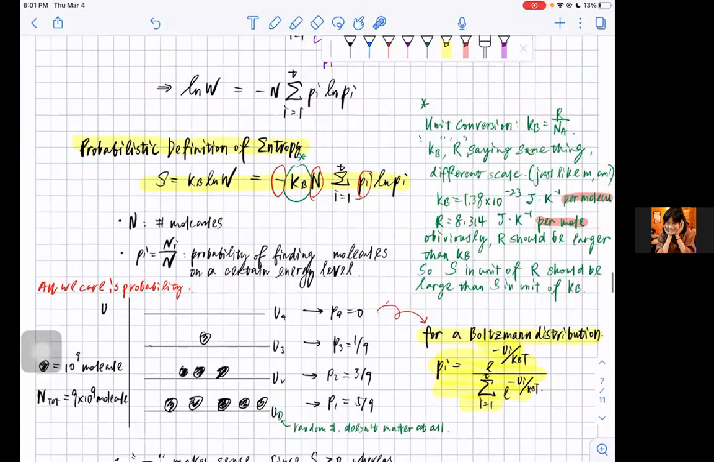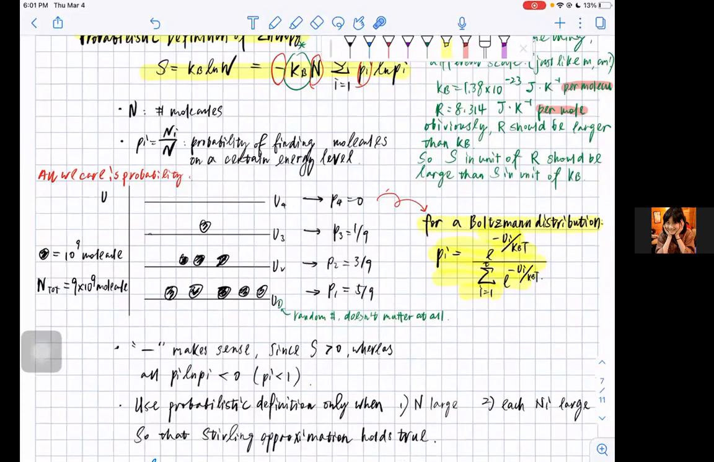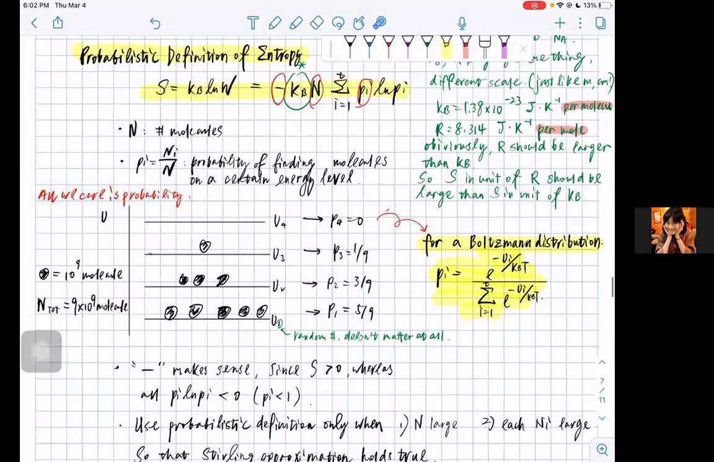So a couple of things to notice here. The core of this expression is this pi, which is the probability of finding a molecule at an energy level. So if you're given an energy distribution graph, which is usually the case you encounter in this type of problem, you should be able to find out the probability of finding a molecule at an energy level. What we do is find the number of molecules at the energy level divided by the total number of molecules. So it should be clear.